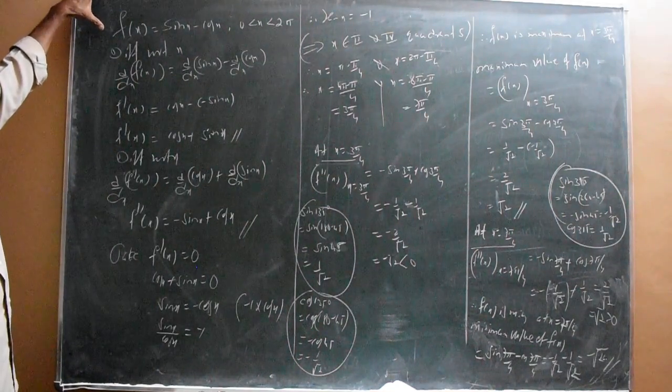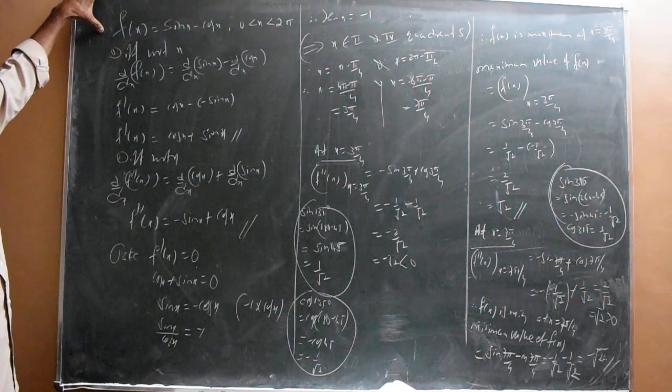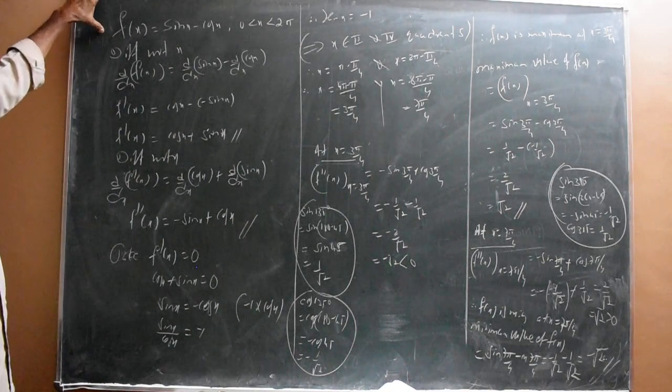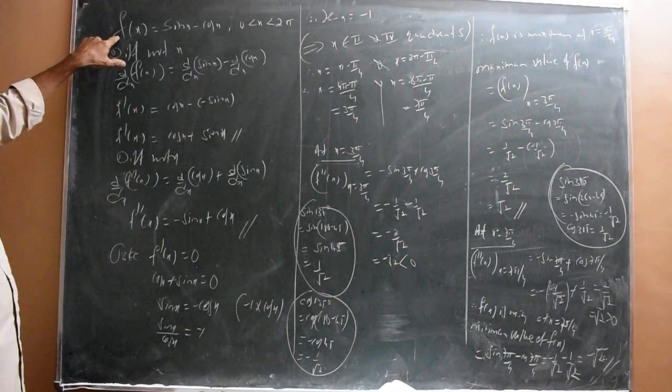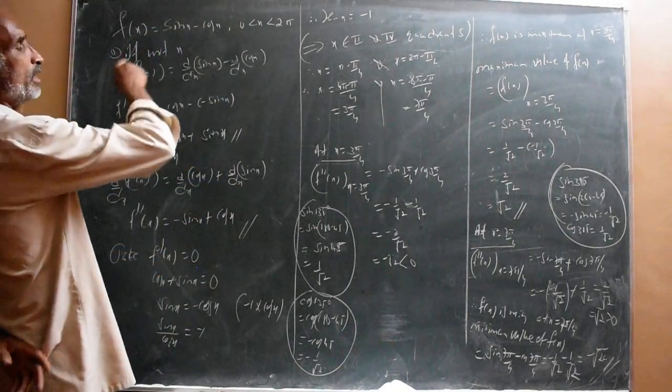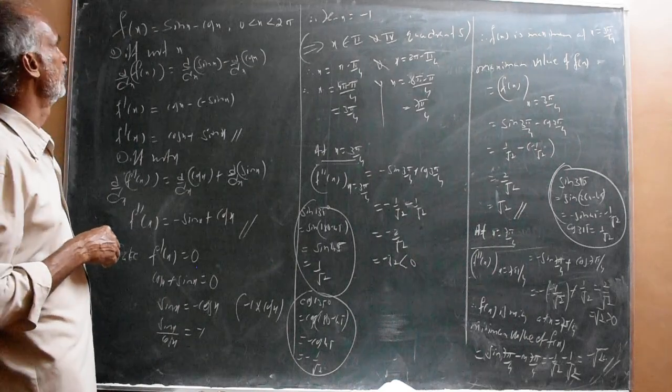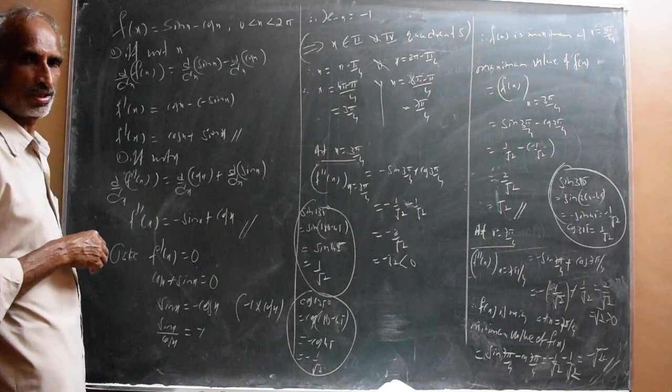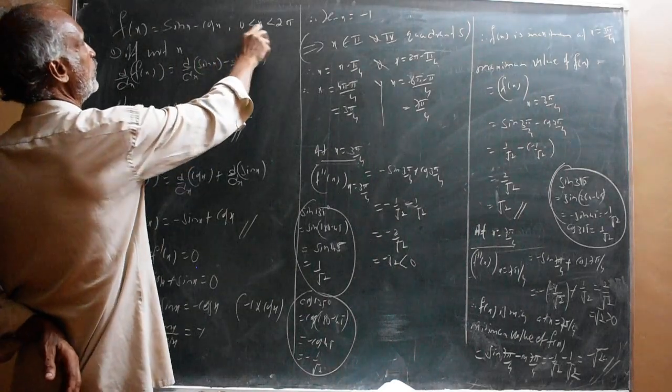In the last class, one problem was incomplete. I will complete it. f(x) = sin x − cos x. Here, find the maximum and minimum value of the function f(x) = sin x − cos x, where x lies between 0 to 2π.